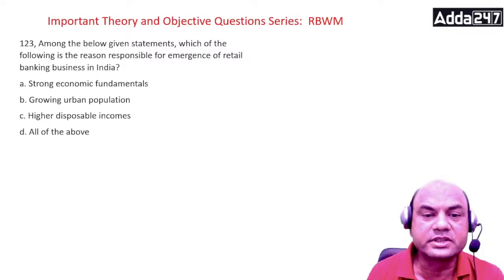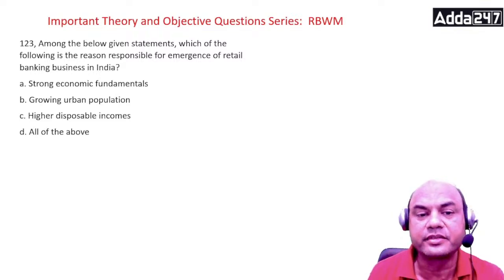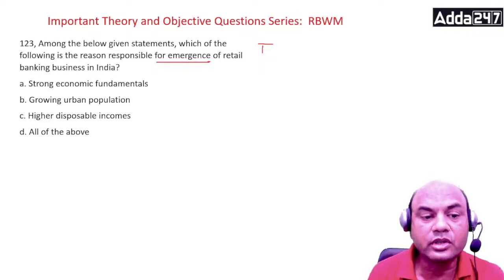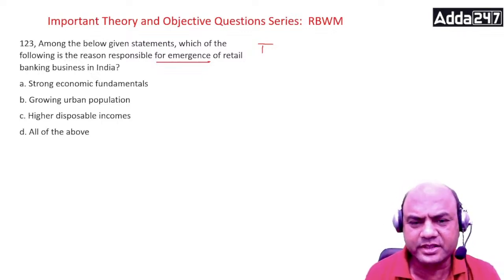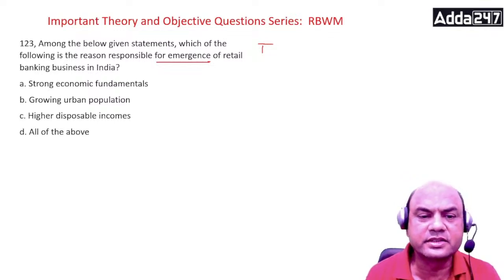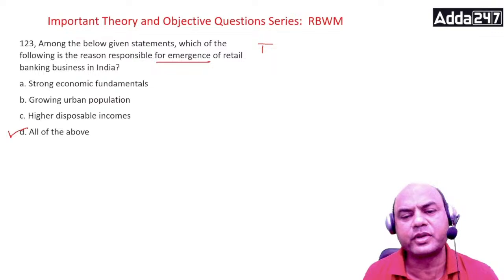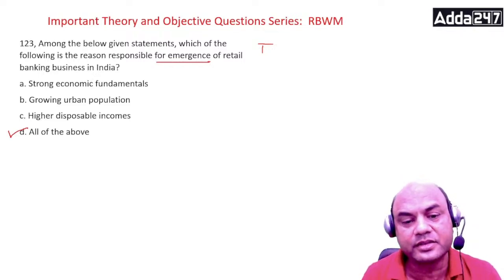Among the below given statements, which are the reasons responsible for the emergence of retail banking business in India? Emergence. Okay, so now you want the true ones. Which of them are true? Socio-economic fundamentals, growing urban population, higher disposable incomes, and all of the above. Quite obvious, isn't it? The answer is quite obvious over here. The answer is D, all of the above. Here, strong economic fundamentals, growing urban population, higher disposable income, rise in young population, right?